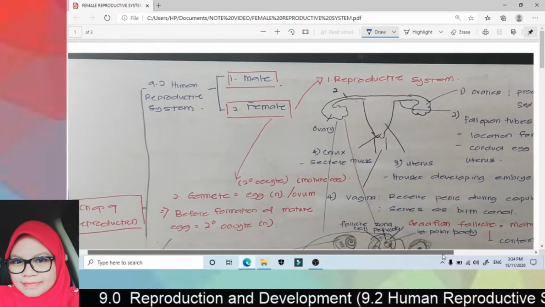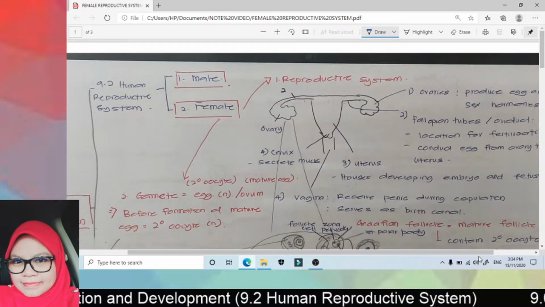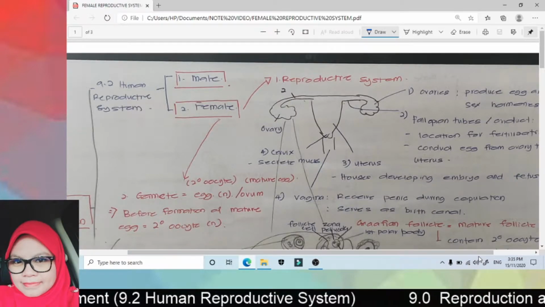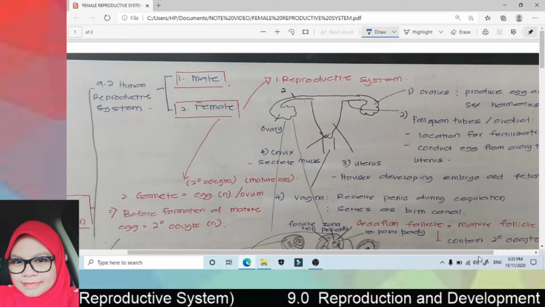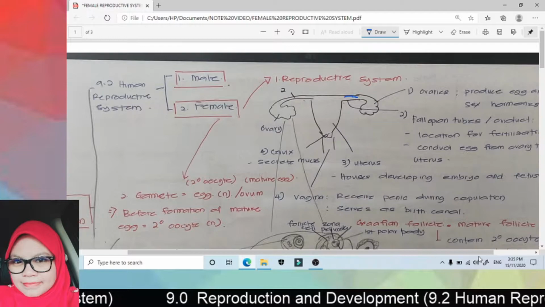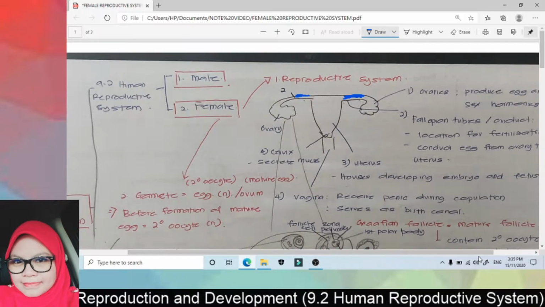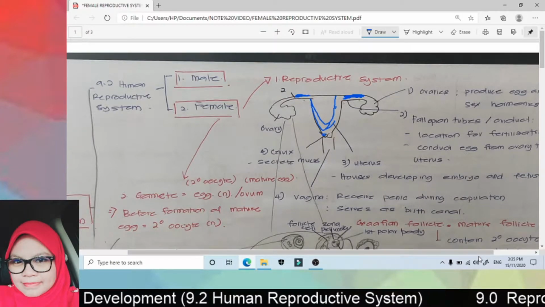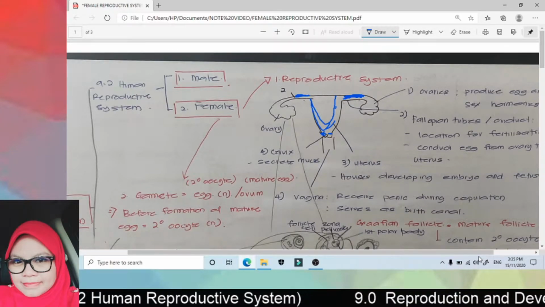Alright, for female reproductive system, it has 4 main components. Okay, the first one is ovary. So for normal female, kita akan ada sepasang ovary. And then the ovary will be connected with the fallopian tube or called as oviduct. And then here is the uterus. And then here is the cervix. And the last part is the vagina.